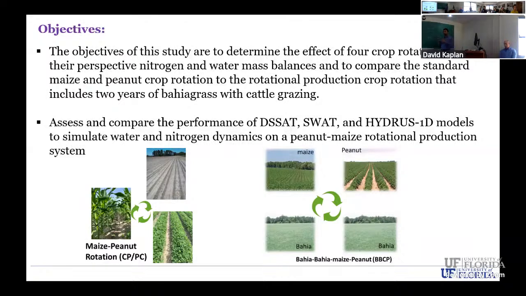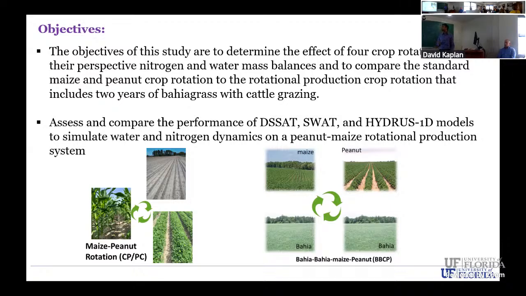So the objective is to determine the effect of the rotational production system on the nitrogen and water mass balance, and to compare it with the standard maize peanut rotation, right? But at the same time, we use different models, and there's a reason why we use different models. I'll tell you this once we dig deeper into the presentation. So we use DSSAT, SWAT, HYDRUS. These are very famous models. Everyone uses these models pretty much, right? To simulate water and nitrogen dynamics in the peanut maize rotation production system.